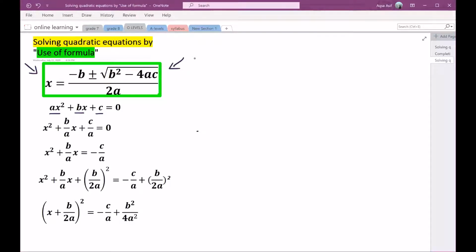At times the derivation comes in exams. So that is why you should know how this formula is derived. First of all, let me explain the formula.